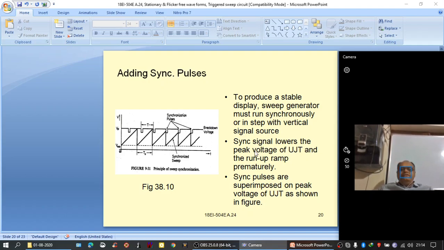The sync signal lowers the peak voltage of the UJT, and the ramp would be generated prematurely. Sync pulses are superimposed on the peak voltage of the UJT, just like this as shown in the figure.